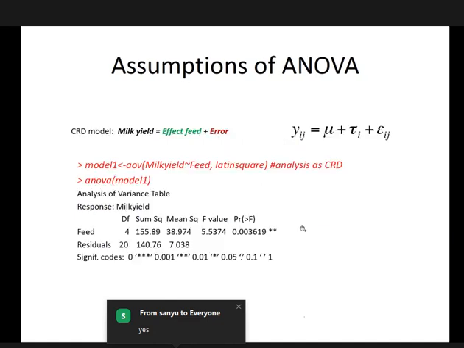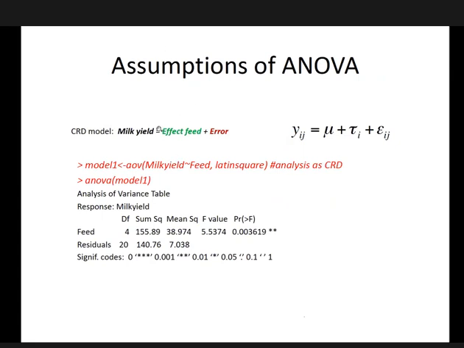So in our CRD model, remember we are looking at the milk yield, which is our variable here, and then the effect of the treatment, which is the effect of the feed, and then the error, which is this one here. The mu here is included in this, but we can remove it. So what we are doing here is what we call analysis of variance. We are analyzing variation.